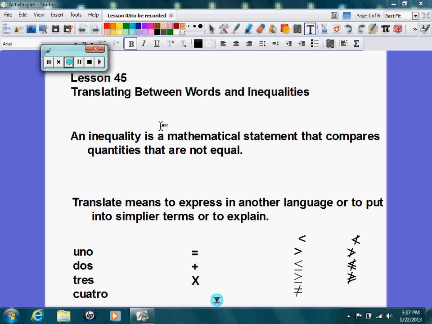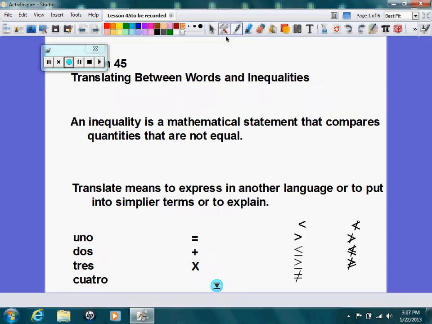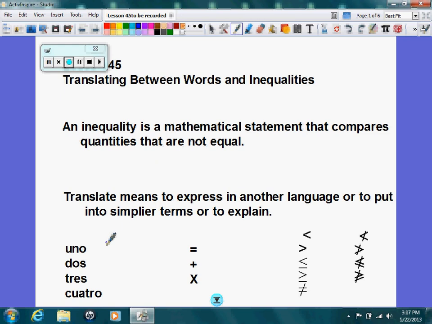For instance, if we had the Spanish words down here, uno, that means what? One. Dos is two. Tres is three. Cuatro is four. It's about as far as I can go. I think cinco is five. But in mathematics, we have some symbols here.